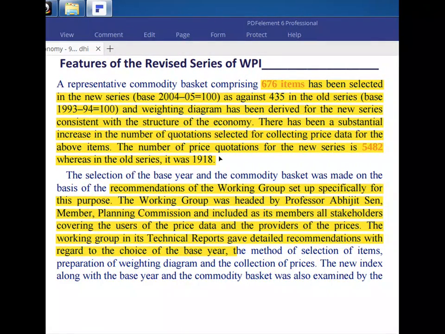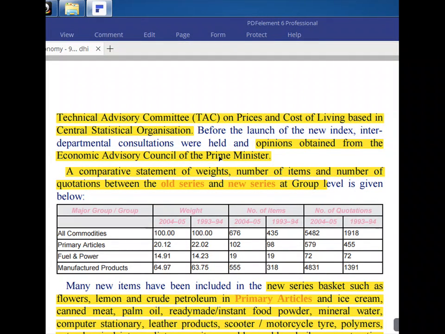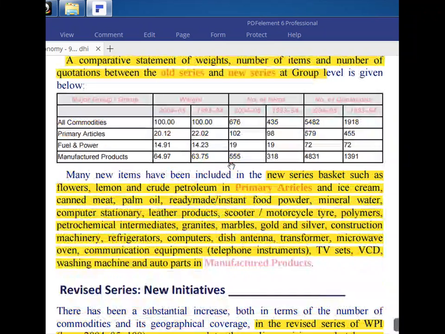The new index, along with the base year and the commodity basket, was also examined by the Technical Advisory Committee on Price and Cost of Living based in the Central Statistical Organization. Before launch of the new index, interdepartmental consultations were held and approval obtained from the Economic Advisory Council to the Prime Minister. The comprehensive statement of weights, number of items, sub-items and number of quotations between the old series and new series at group level is given.